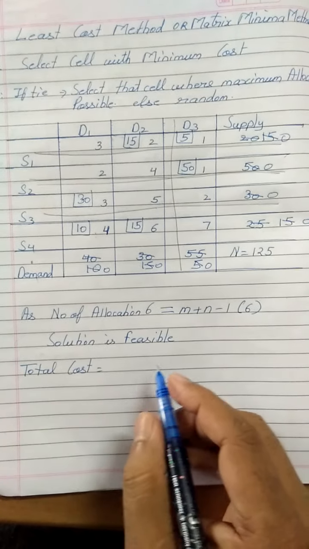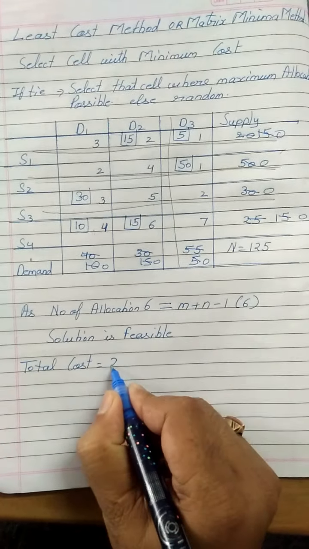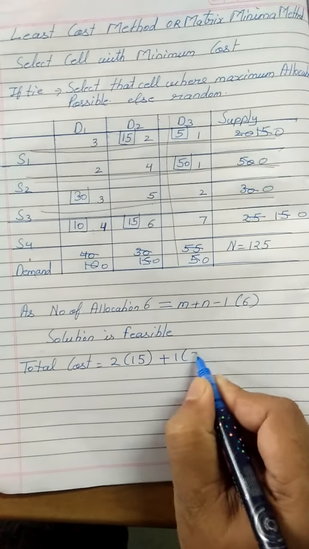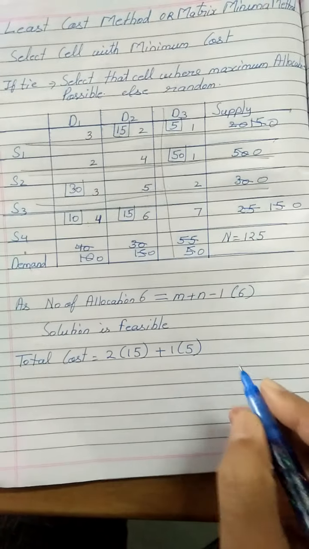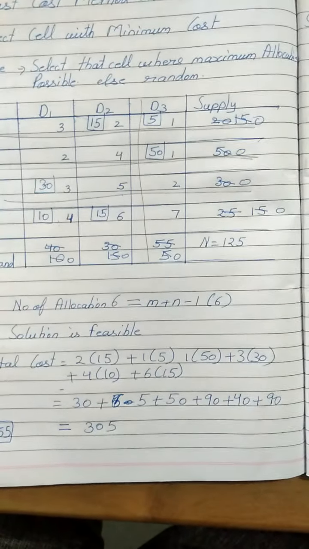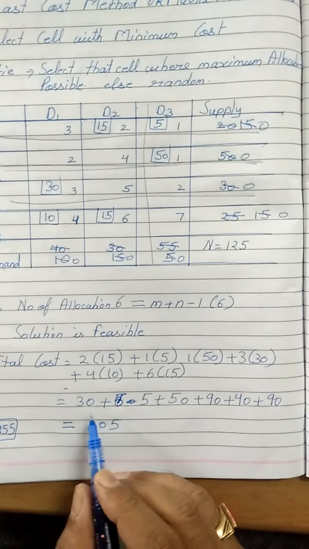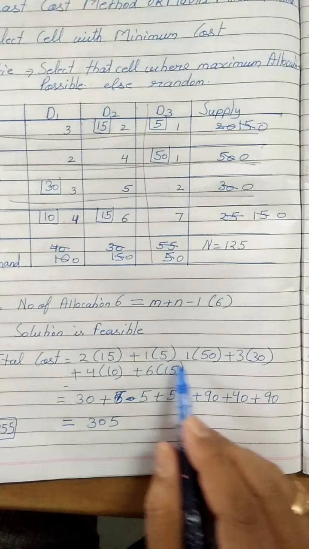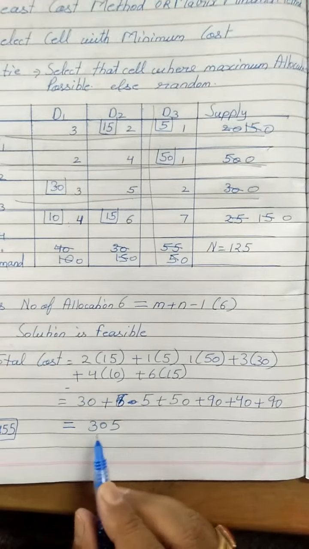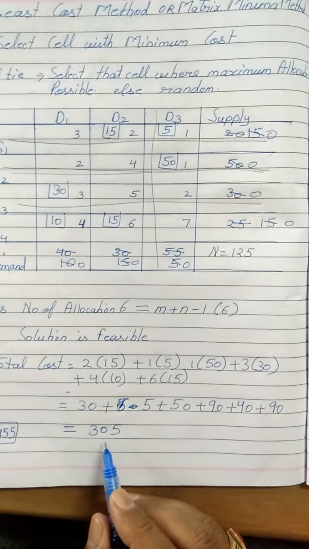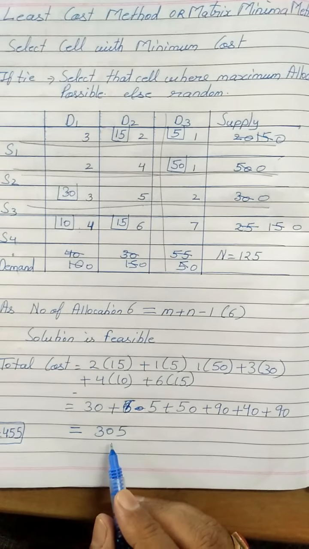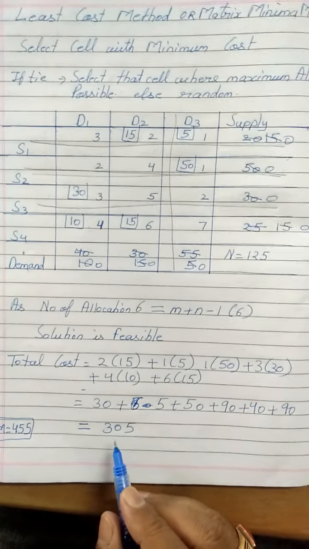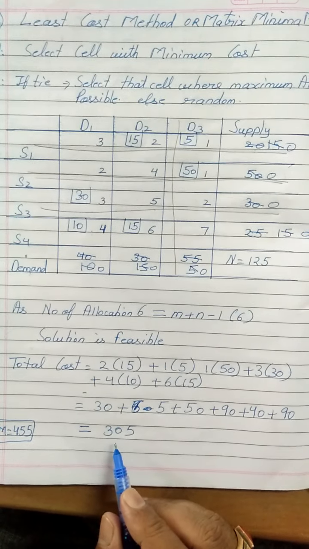Now try to find out what the actual cost is. See the cost, multiply it by the number of units, and like this go on adding. By doing all the addition for the 6 allocations, the total cost is 305. So this is the total cost for transporting units from sources to destinations. Clear? So 305 is the total cost.